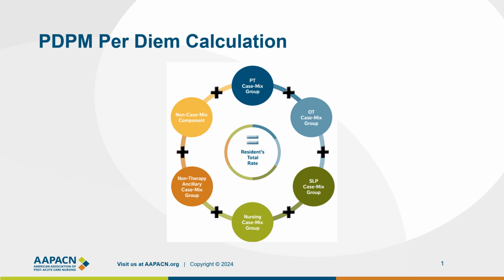We know that the per diem calculation for PDPM is made up of the five case mix adjusted groups and the non-case mix adjusted component. Three of these case mix groups are further adjusted using the variable per diem adjustment. So let's take a closer look at what we've got.